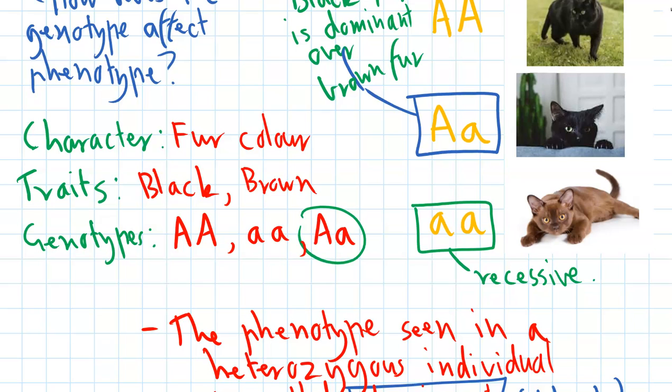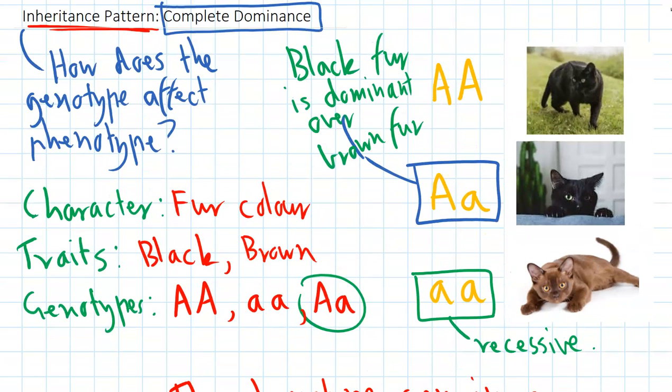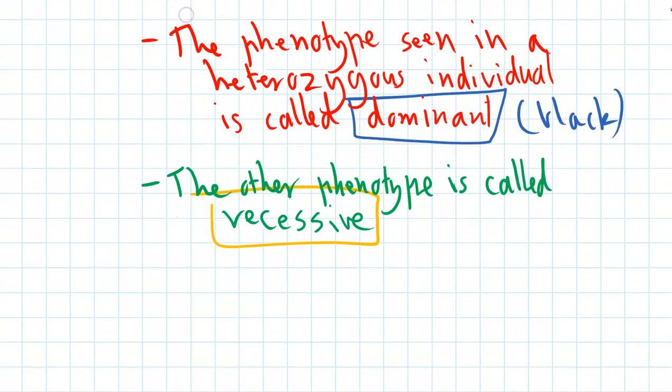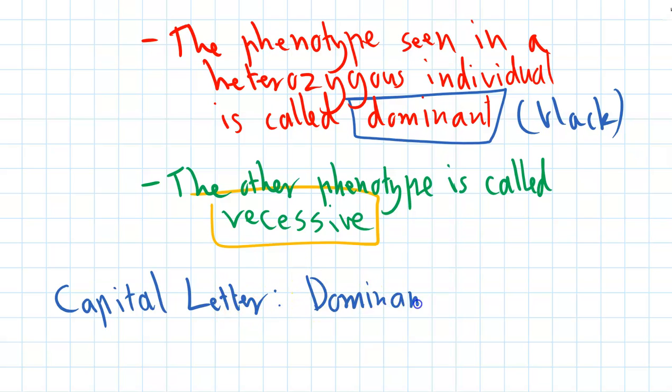And then finally, that leads us to why we use capital and lowercase letters when we're writing out the genotypes. So commonly, the convention is that we always use capital letters when we're talking about the allele for the dominant trait, and then we use lowercase letters for the allele for the recessive trait. So capital letter, dominant, and lowercase is recessive.